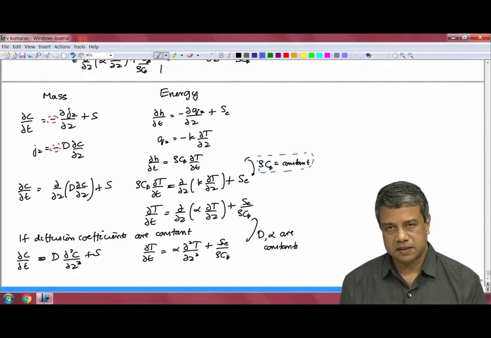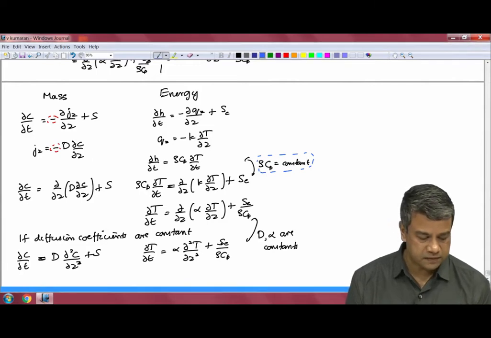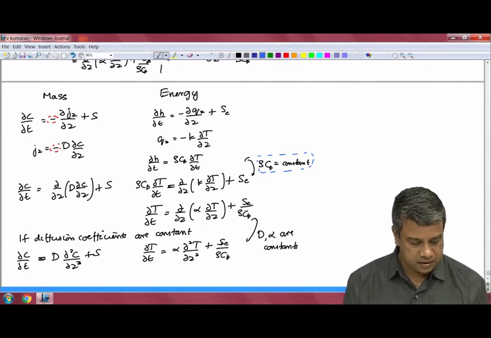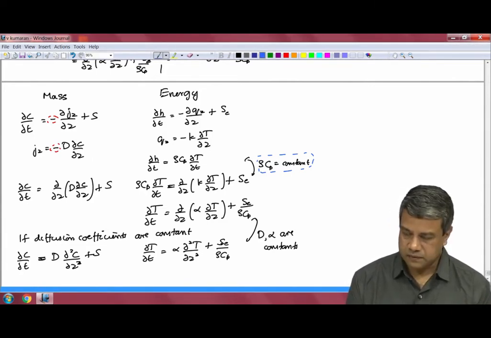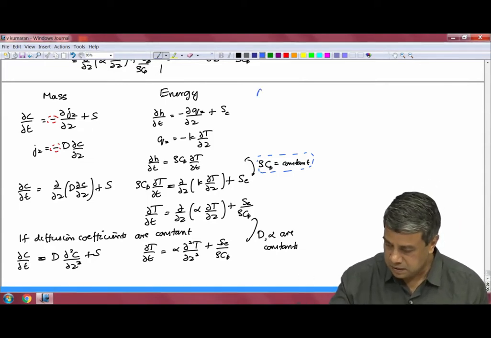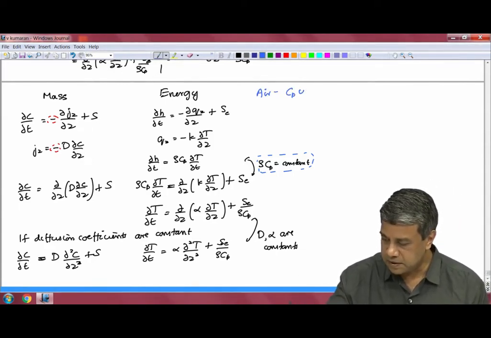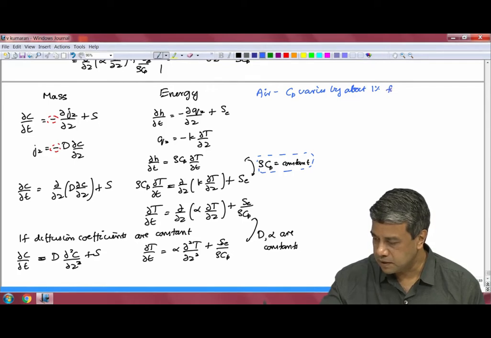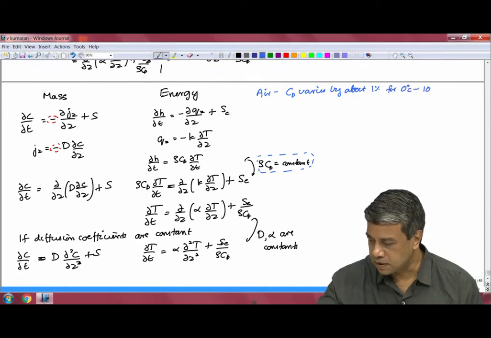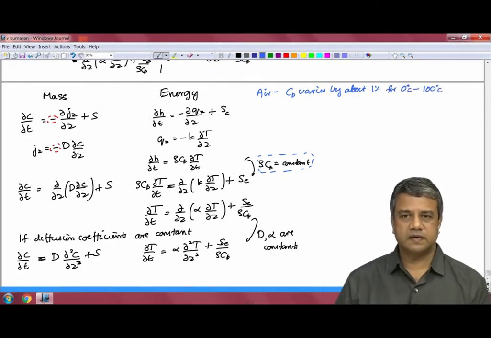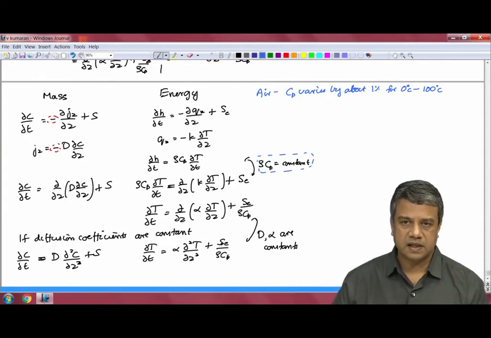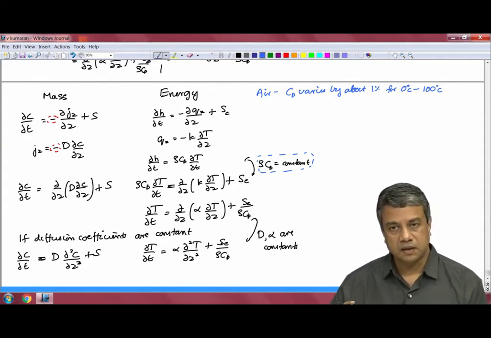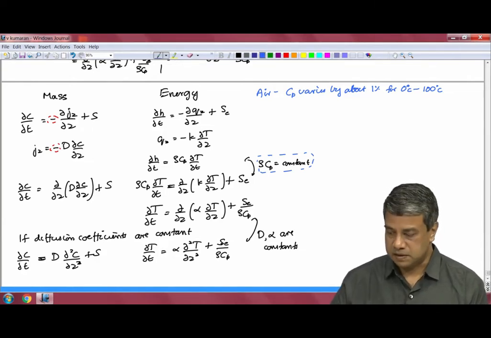For ideal gases, it is a constant. It depends only upon the degrees of freedom of the gas. For real gases like air, Cp varies by about 1% from 0 degrees centigrade to 100 degrees centigrade. So there is only a 1% variation in the specific heat for even a real gas like air at standard temperature and pressure over a temperature range of about 100 degrees centigrade. So in that case you can actually assume that Cp is a constant.